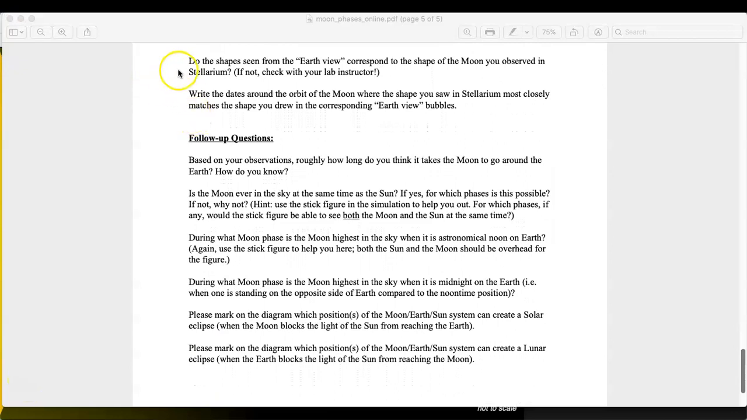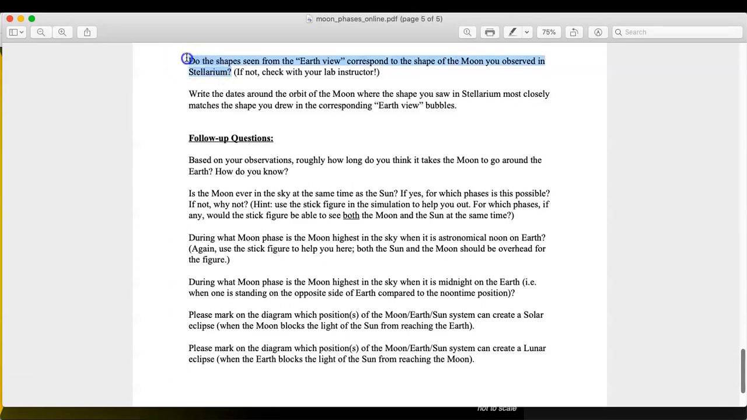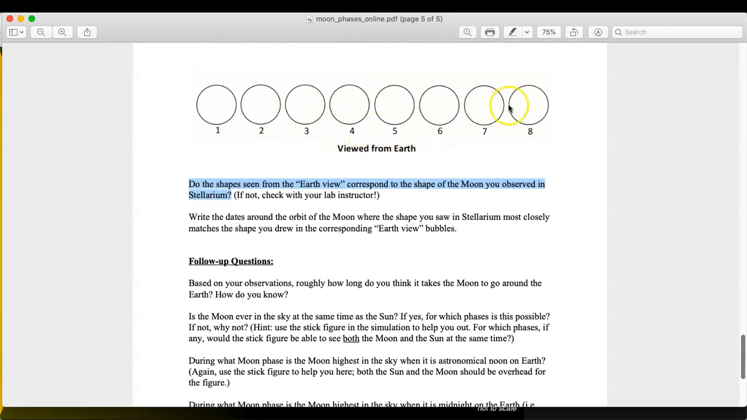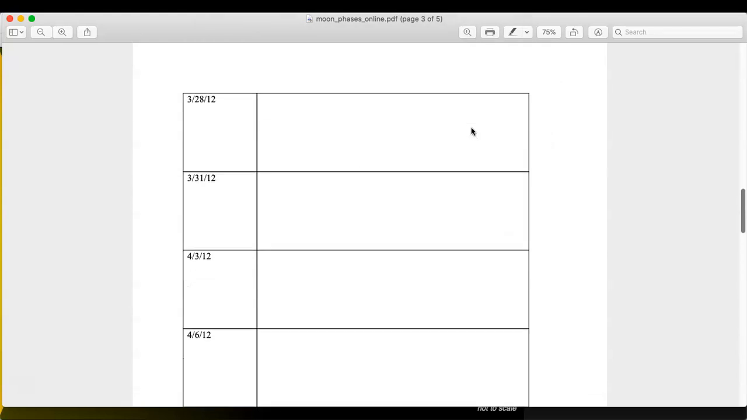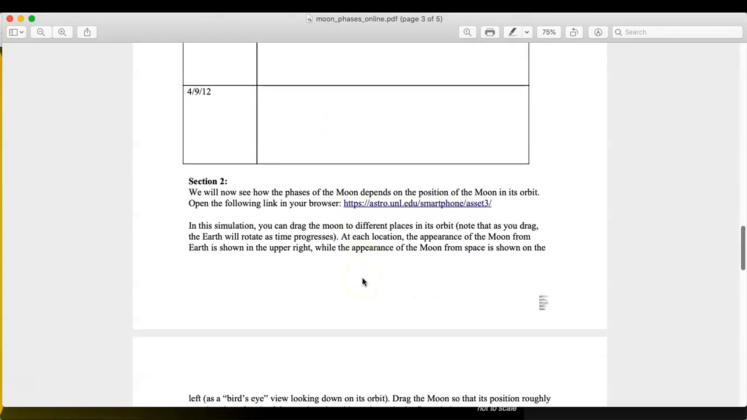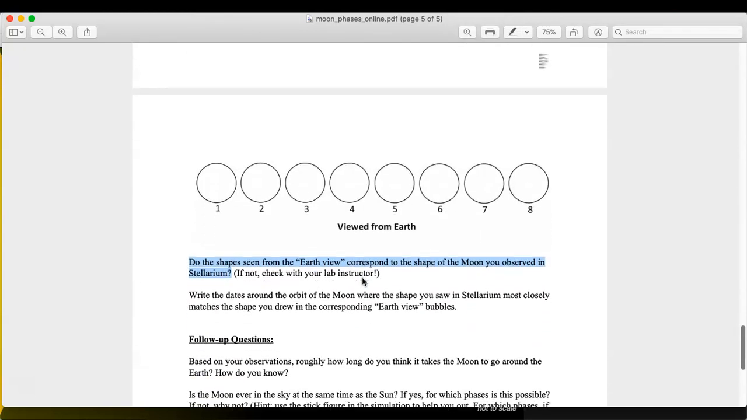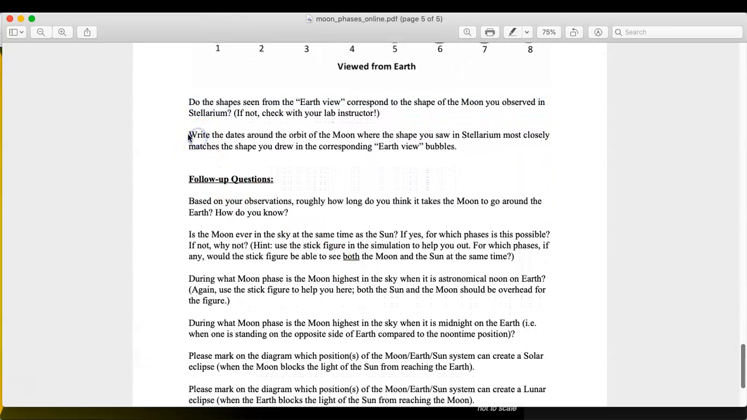The first part of our analysis is to compare what we saw in the first and second sections. With Stellarium, you made a bunch of observations, and the first question asked is, do any of these observations that you made with Stellarium match the Earth view? Here are the observations of the moon from Earth. Do any of these match any of your sketches in this section? Examine the shapes that you drew, and for the ones that you find to match, write the dates around the orbit of the moon where the shape you saw in Stellarium most closely matches.